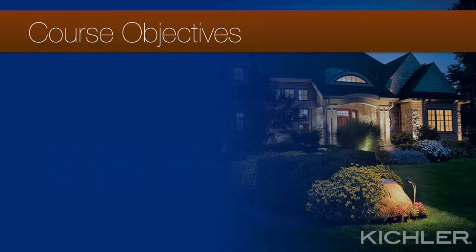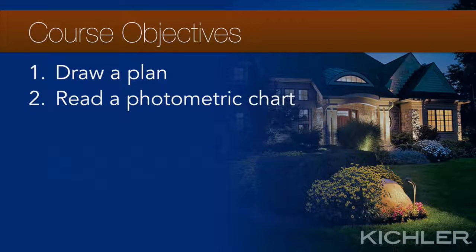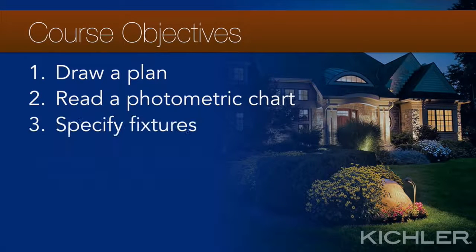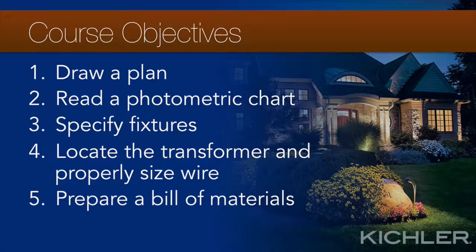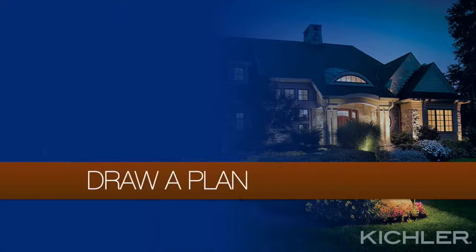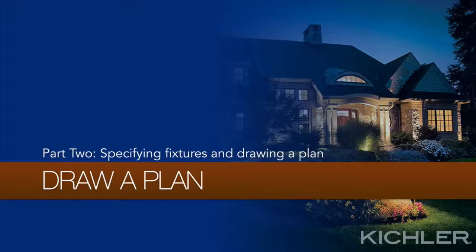In this part of the course, we will discuss how to draw a plan, read a photometric chart, specify fixtures, locate the transformer and properly size wire, and prepare a bill of materials. It's always a good idea to begin drawing a plan with the scale drawing of the house and yard, though exact distances are not as significant an issue as they are for irrigation. The only thing affected by distances in landscape lighting is the amount of wire required.